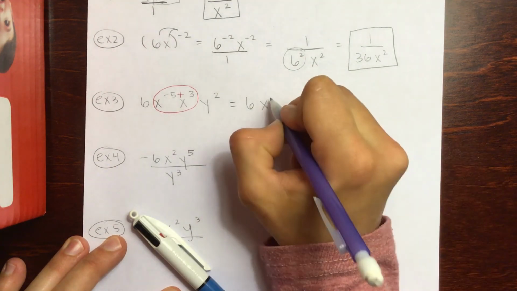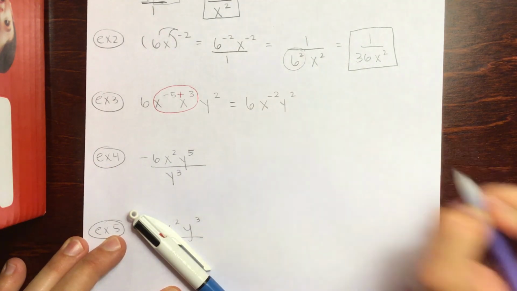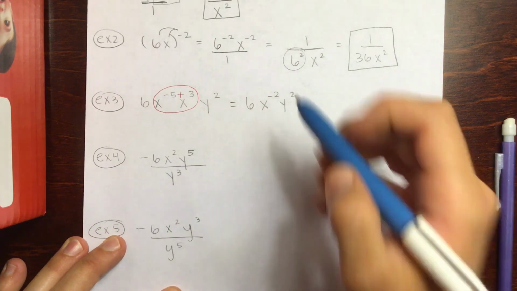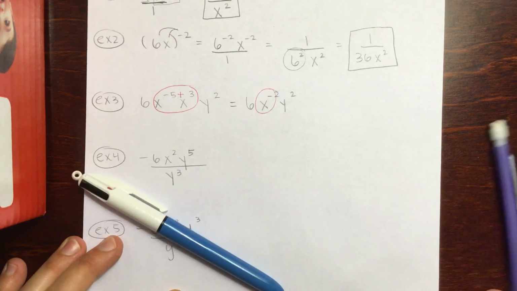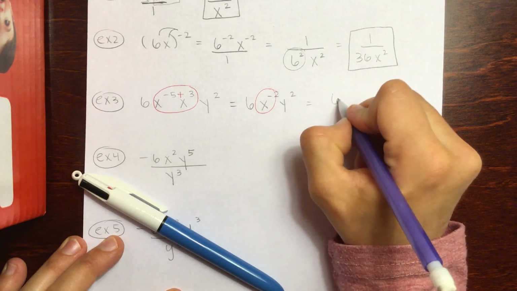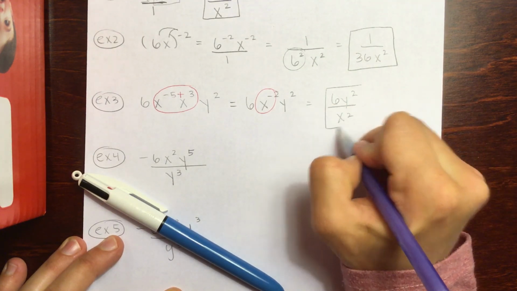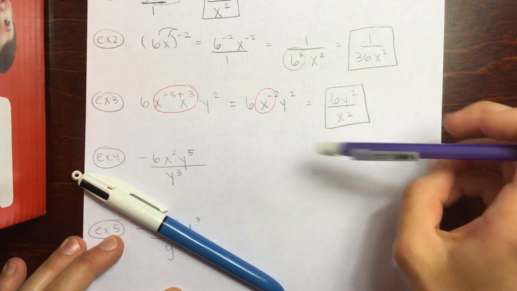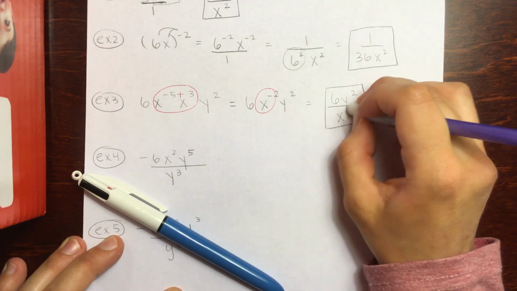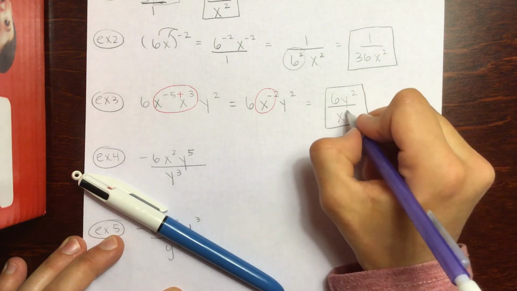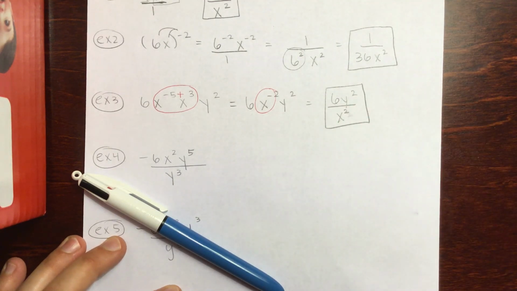Negative 5 plus 3 is negative 2. Now I have a negative exponent that I need to move. My 6 and my y squared stay on top, and the negative exponent needs to go on the bottom. Make sure you make it clear that that is an x squared and not some weird x2 thing. Be a little clear with your notation.